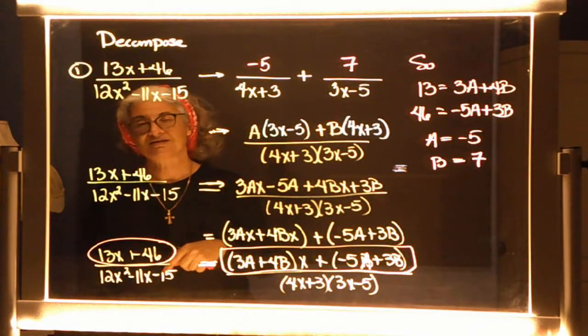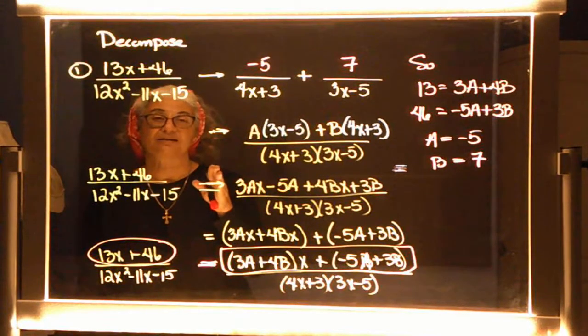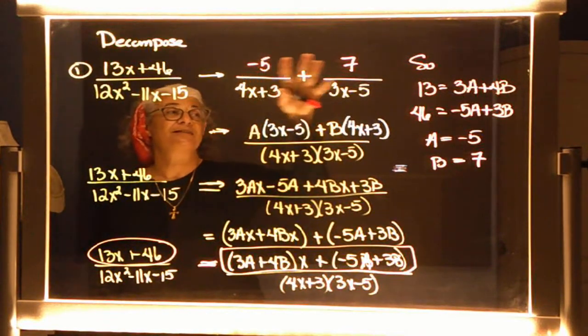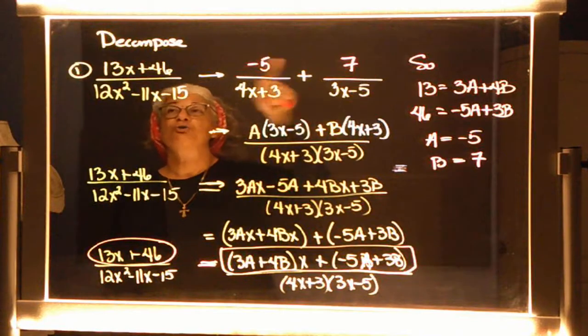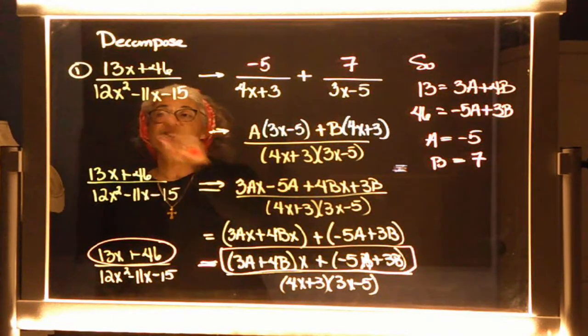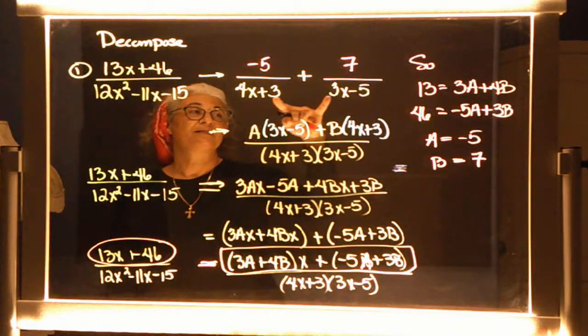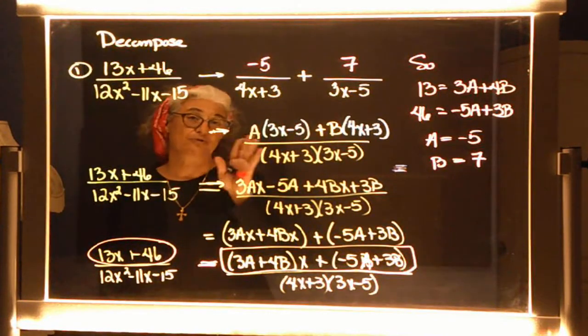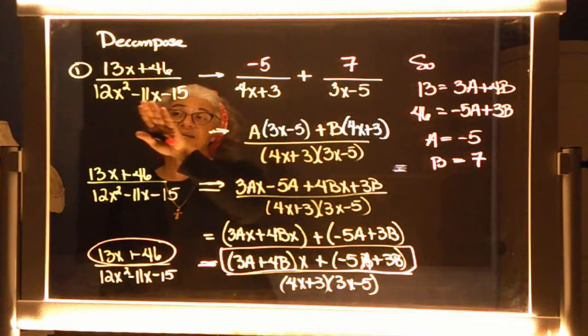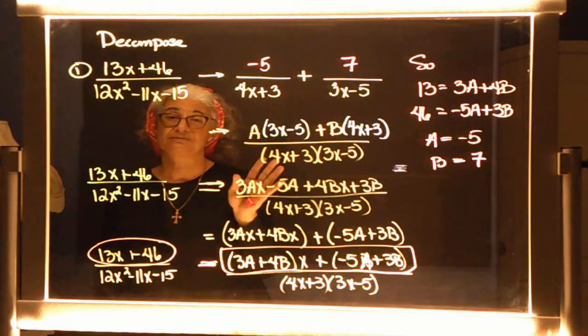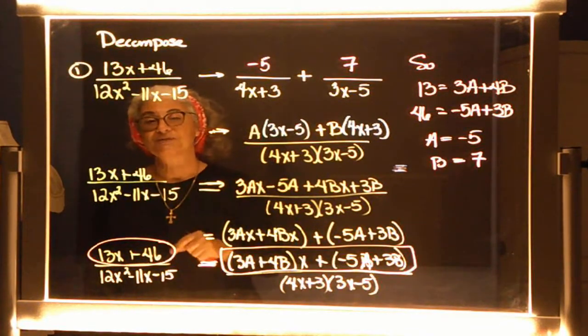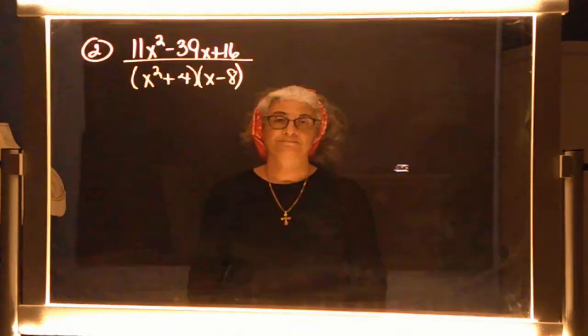Do you remember what the last step was? Yeah, check it, which literally means if you added these two fractions together, you better get 13x plus 46 over this polynomial. And by the way, these are the factors of that polynomial, so you would get this denominator also, wouldn't you? Okay, cool. Stay tuned. Got another one for you.